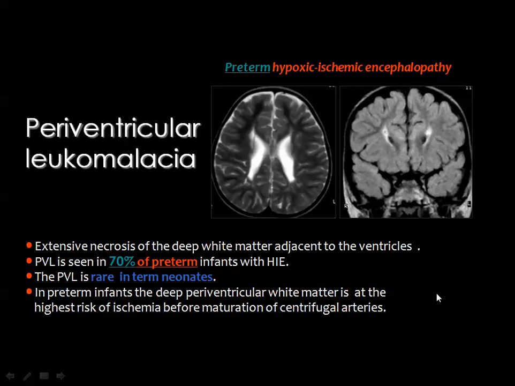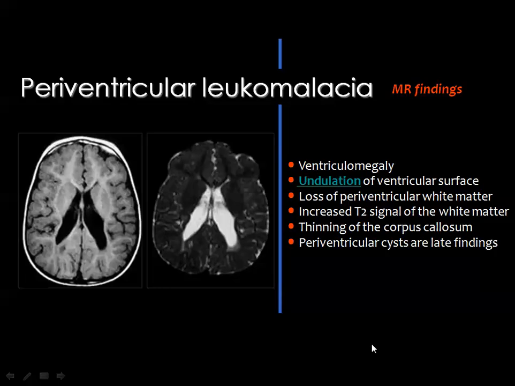The incidence, according to the literature, is about 70% of the preterm infants. This disease is seen in 70% of the preterm infants with hypoxic ischemic encephalopathy and is considered rare in the term neonates. Then the manifestations by CT and by MRI, of course, MRI is more sensitive.